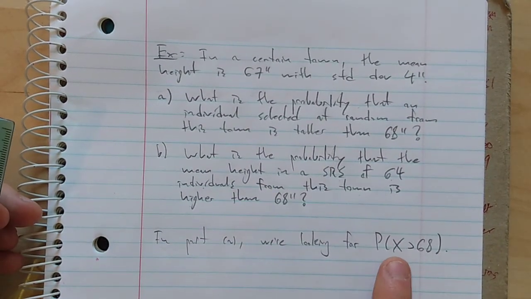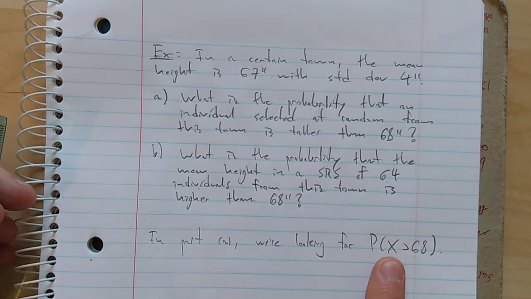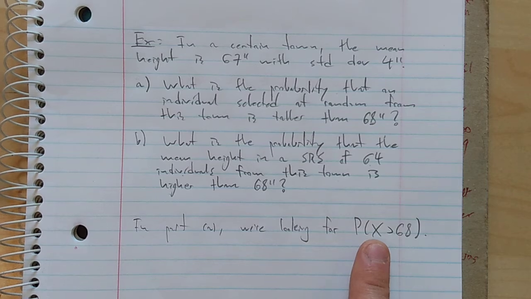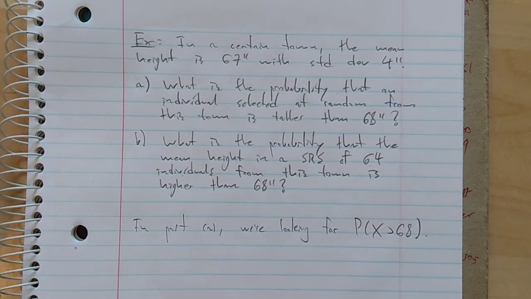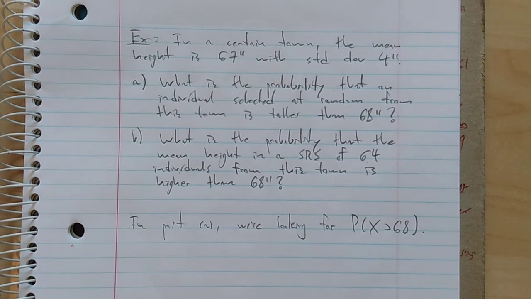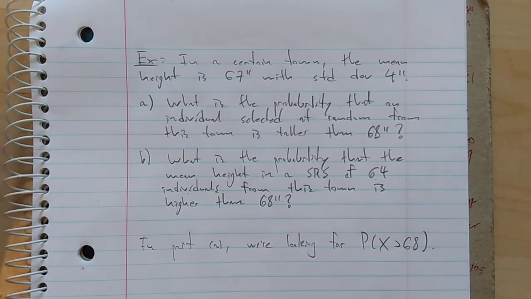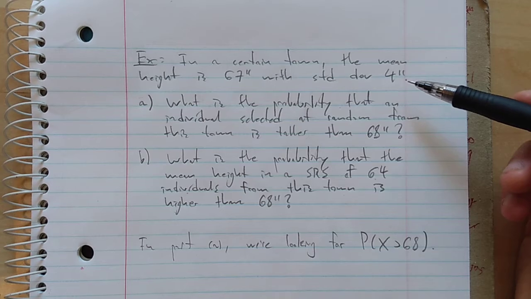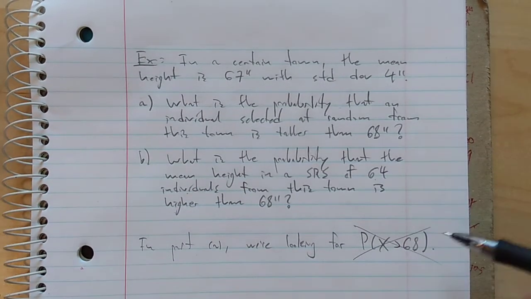Well, I use the PDF of X, which describes its distribution, and I find the probability it's bigger than 68, so I would integrate it from 68 to infinity. Yeah? But the problem is, where's the PDF of X? I don't know it. I don't know what the distribution of X looks like. All I know is its mean and its standard deviation. So I can't compute this. It's just not possible. There's not enough information given in the question.